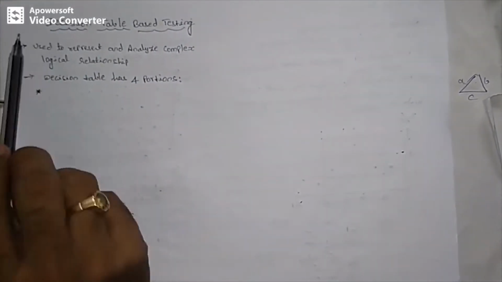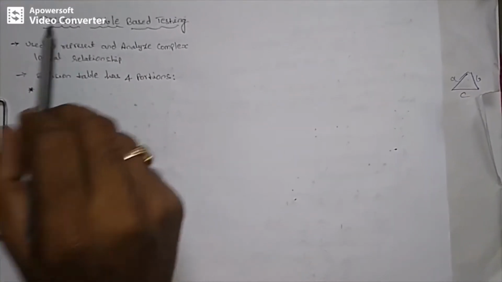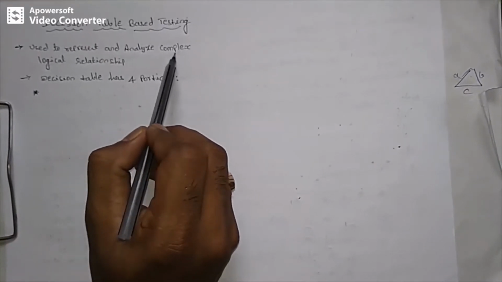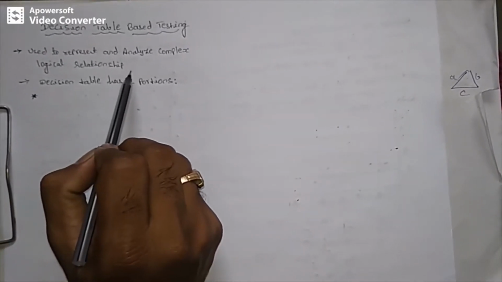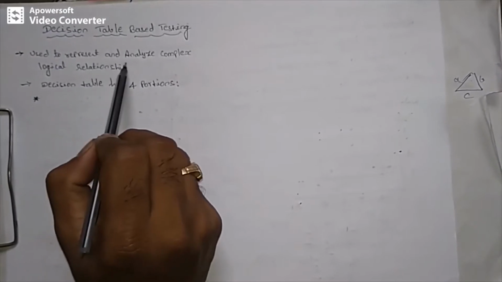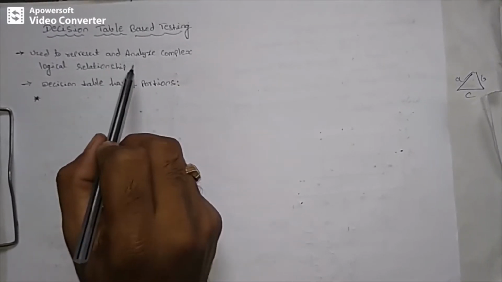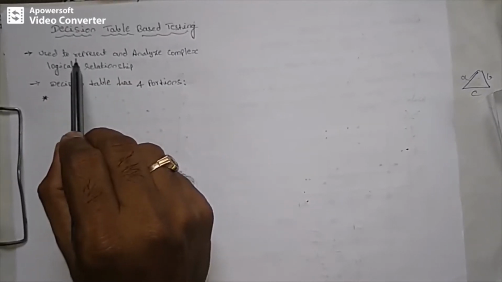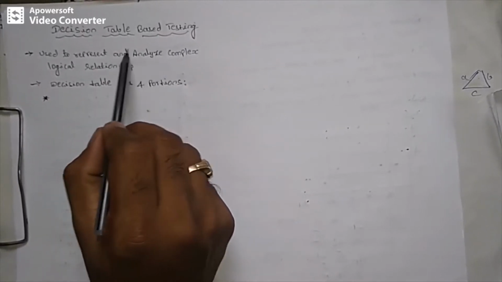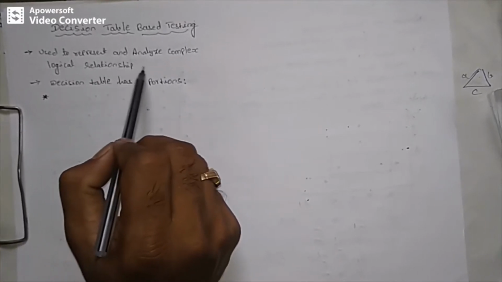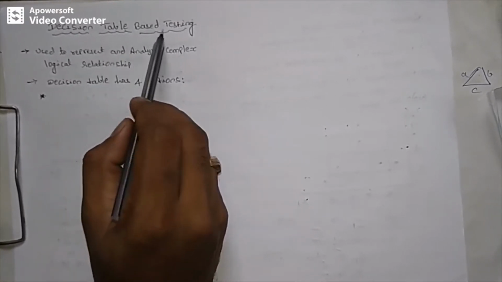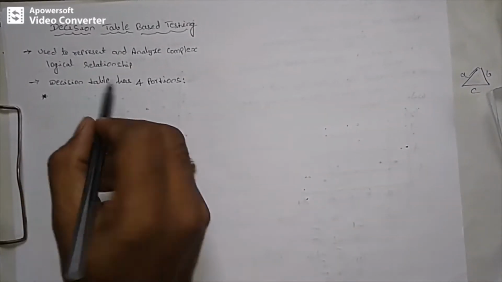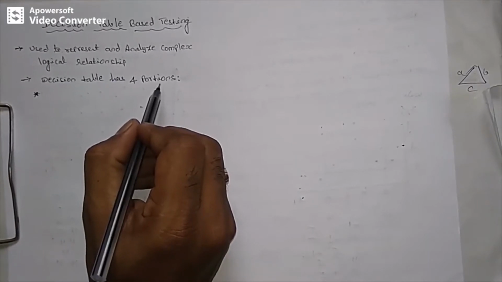Also, this decision table technique we are going to use to represent, as well as to analyze, the complex logical relationships in a given program. This method is applicable only if we want to represent a program and analyze its complex logical relationships. Then only can the decision table testing technique be applicable. Now, basically the decision table technique has 4 portions.